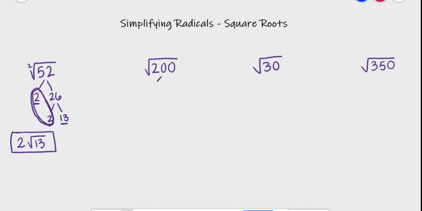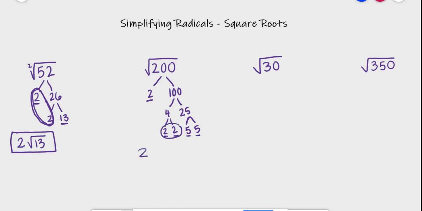For 200, first thing that comes to my mind is 2 times 100. 2 is prime. 100 can keep getting broken down to 4 and 25. Well, 4 is 2 times 2, which is prime. 25 is 5 times 5, which 5 is also prime. So we have all prime numbers at the bottom, and we are looking for groups of 2 of the same number. So I see a group of 2's.